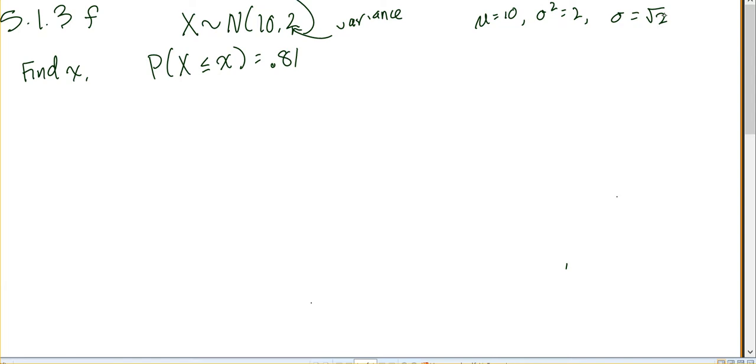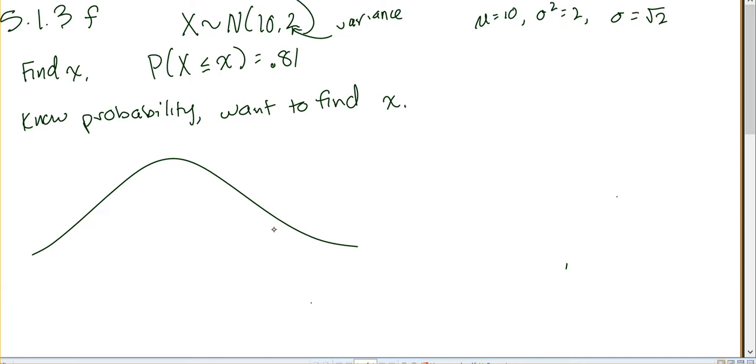Now I'm going to want to know that because often our formulas require us to use the standard deviation and not the variance. Okay. So we want to find a certain value of x so that the probability that our random variable is less than or equal to that little x value is equal to 0.81. Now this is one where I like to think of it as we know the probability and we want to find an x value.